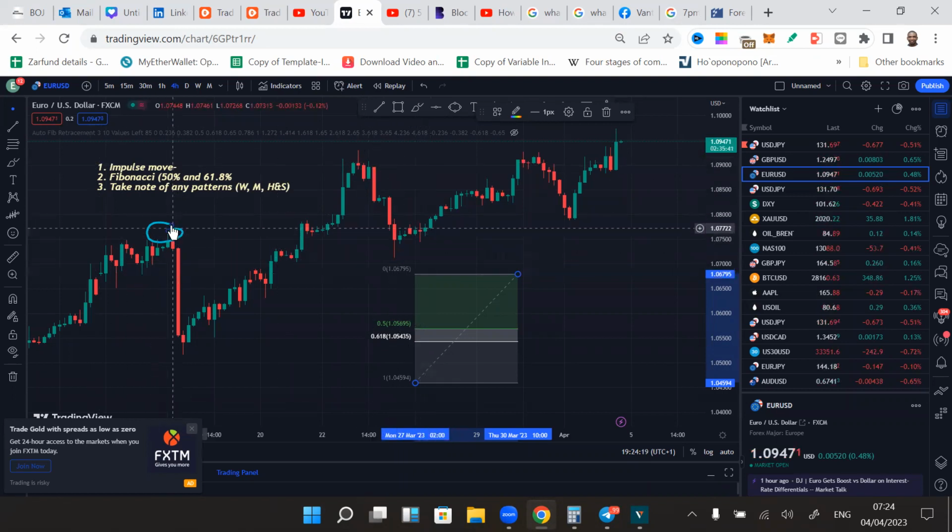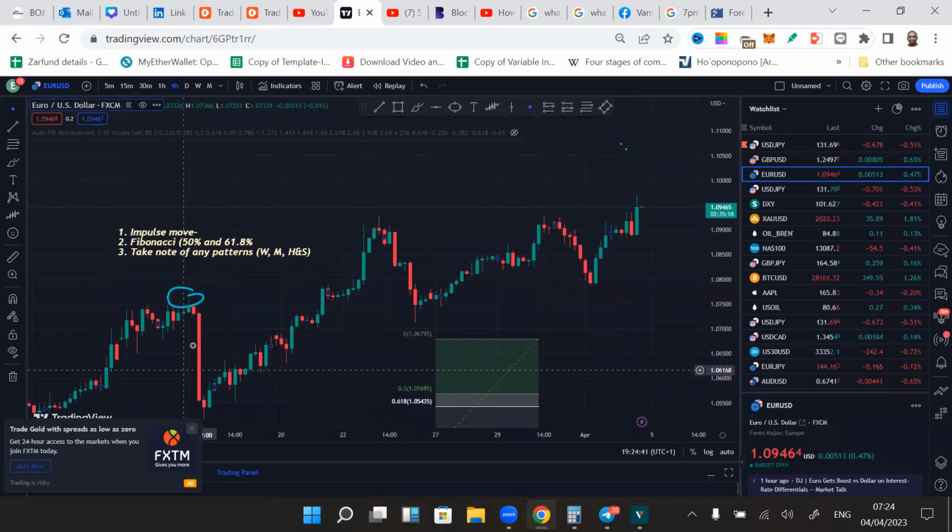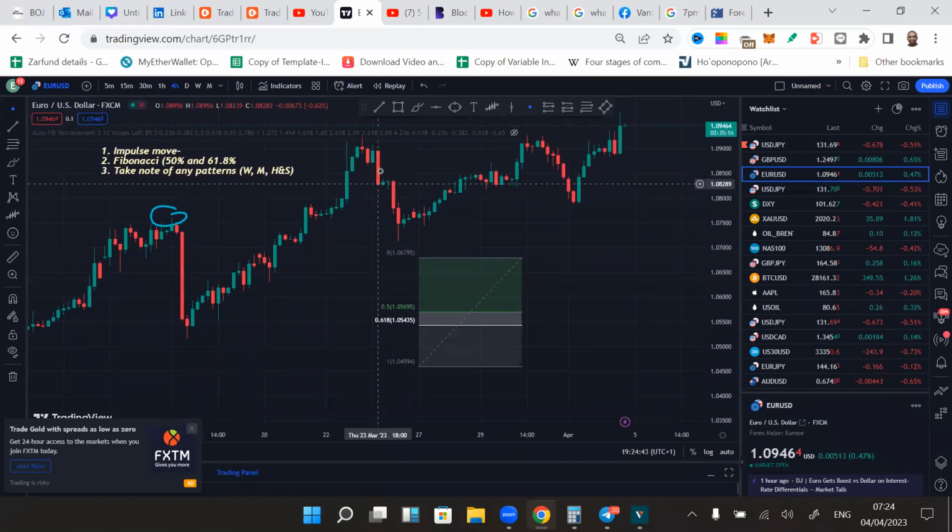Now, if it's a downtrend and the impulse move is to the downside, what you're looking for then is you are going to pick your Fibonacci from the top and drag it to the bottom. That is what will give you your retracement points. Okay, so let's do that now. We are focusing on this move right here. This is the impulse move we are focusing on right now, this one.